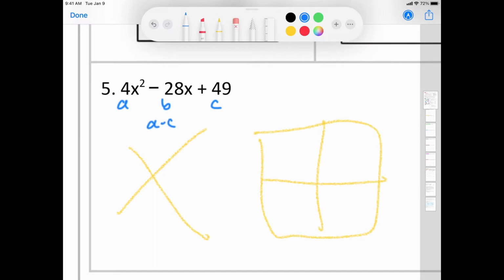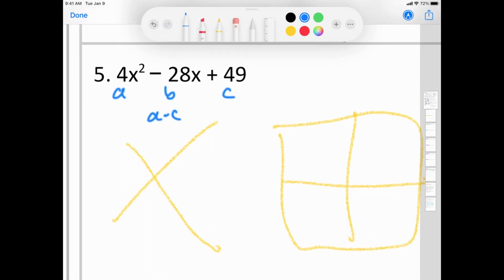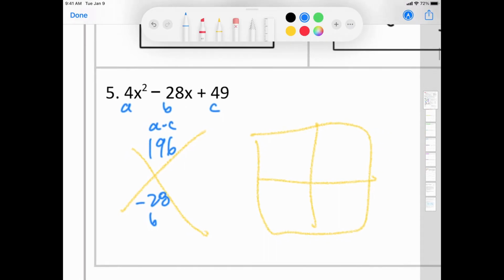A times C, I'm breaking my calculator out, 196. And my B value is negative 28. Well, I'm just going to follow the pattern, so what's the square root of 196? That's what I'm going to do. And it's 14, because you could have done 196, and just keep breaking it down. I mean, 196 divided by 2 would have been 98.